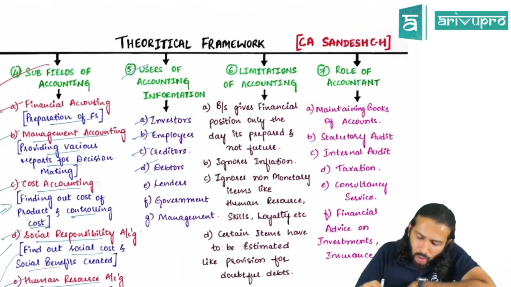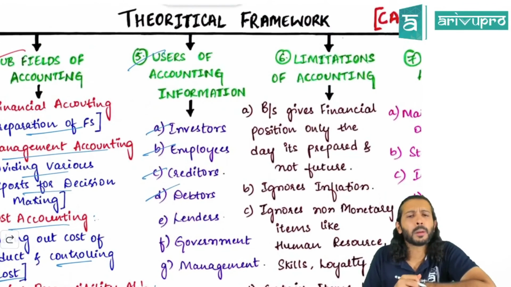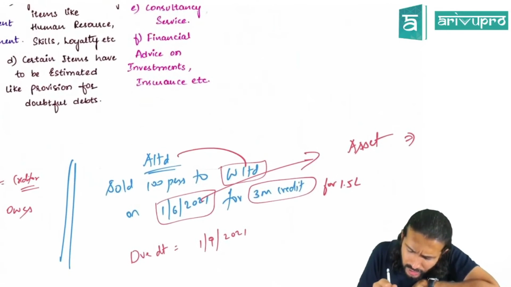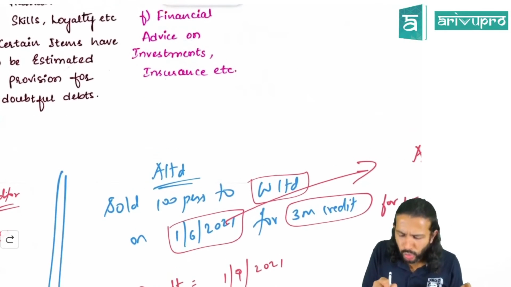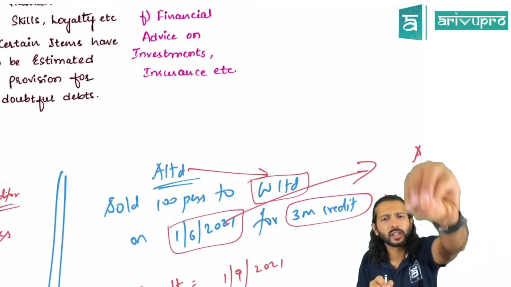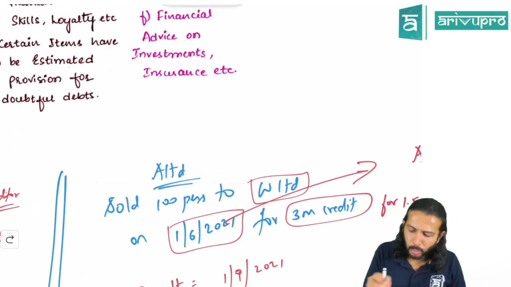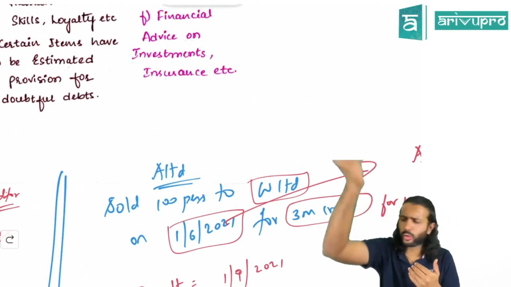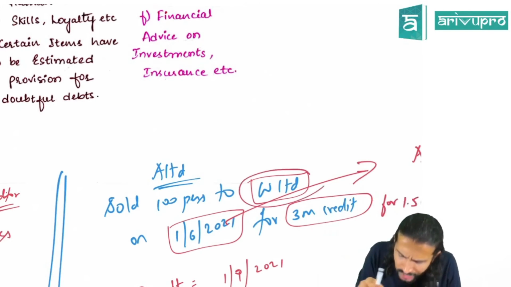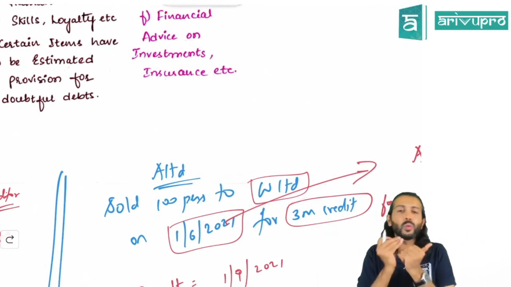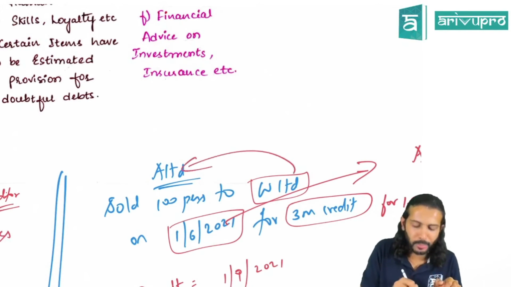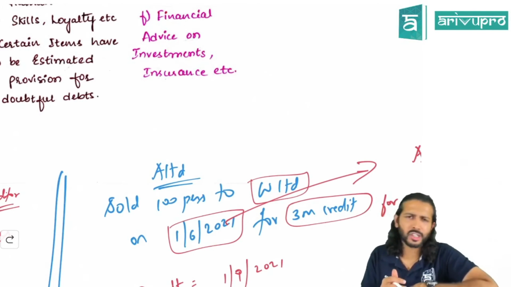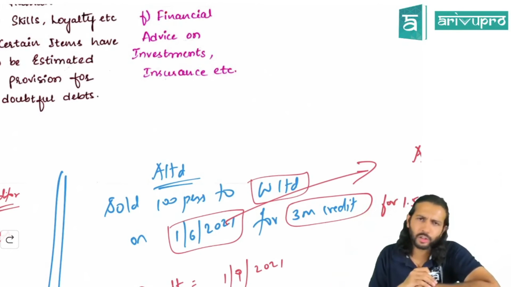Now, debtors can also use accounting information. For what purpose? Debtors will use this financial information to find out whether they should buy the goods from you. For A Limited, they are selling the goods to W Limited, but for W Limited, it's a purchase. For A, it is a sale. So using the financial statements, W Limited will get to know whether they should buy the goods from A Limited or not. Like this, they can use that financial information in making that decision.